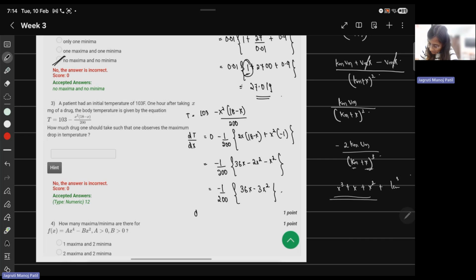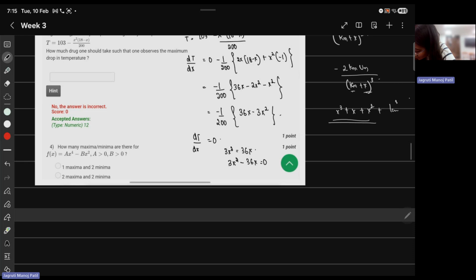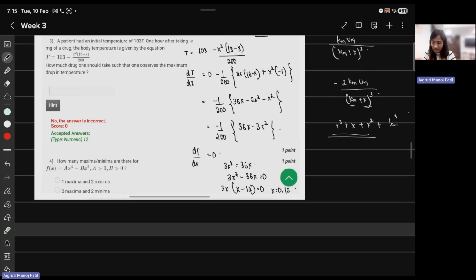Now you do dt by dx equals 0. So when you do that, you get 3x squared equals 36x. You can't directly subtract it, right? So you bring this to the other side. You take 3 and x common from here, you get an x outside, and then x minus 12 equals 0. So you get x equals 0 and then 12. Because if you do it directly, you'll say it's 12, canceling out x there, but you cannot. It is giving you one root there. That's nothing but 12.